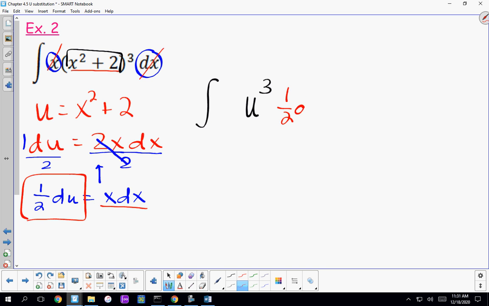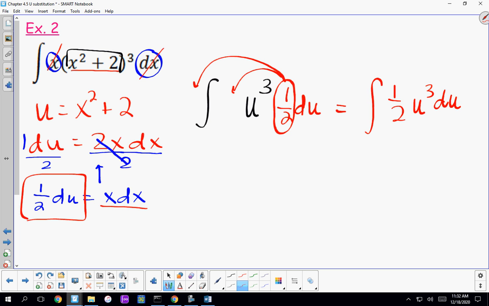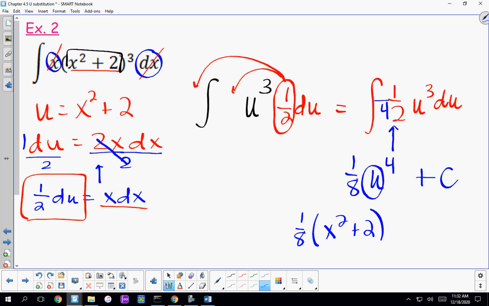So we have 1/2 times du. And just remember, typically coefficients we can bring way out front. That's kind of up to you, or we could even put them right here. In this case, I'll probably just leave it right here. And now we're just going to integrate. So again, we're going to add 1 to our exponent, and then we're going to divide. So if I divide by 4, I get 1/8, and then I have plus c. And then also just remember, we don't want a u in our answer, so we're going to have 1/8 times x squared plus 2 all to the 4th power, and then plus c.